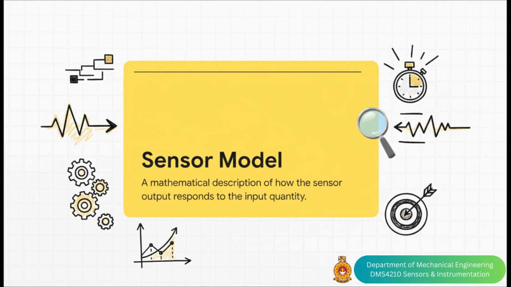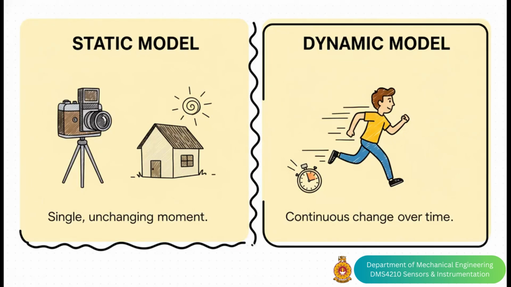And you know, this isn't just for textbooks. These models are absolutely vital for engineers. It's how they can predict a sensor's accuracy, its speed, its whole personality, really, before they even build it into a device. Now, all these models basically fall into two big buckets, and the difference between them? It all comes down to one critical ingredient: time. Static models are what we use when the thing we're measuring is holding steady. Dynamic models, that's when things are changing. That's it. That's the fundamental split we're going to dig into.